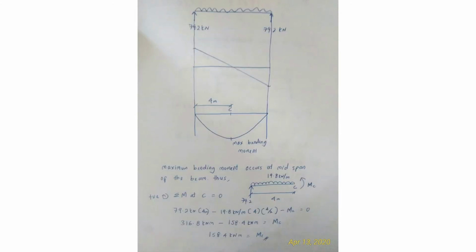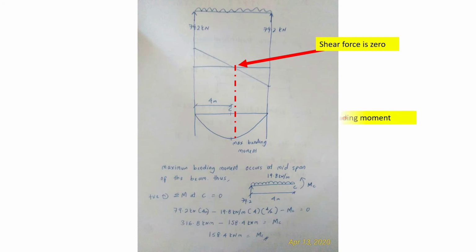Once the support reactions have been calculated, you can draw the bending moment diagram and shear force diagram, as shown here. To find the critical bending moment, you need to find the location at which the shear force is 0. Maximum bending moment occurs at the point where the shear force is 0. As you can see here, the shear force is 0 at the midspan. By cutting the beam section at 4 meters, using the 3 equilibrium equations, the maximum moment is calculated to be 158.4 kNm.